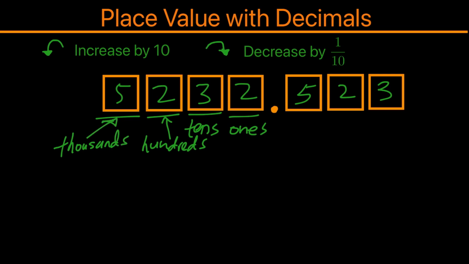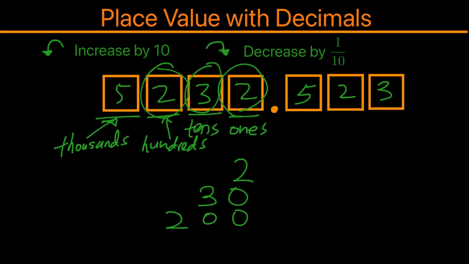So you can look at the value of 2 in the 1's position, because this number 2 means that there's 2 1's, so that's just the number 2. Now the 3 here is in the 10's position, and that means that it's 30. And the 2, since it's in the 100's position, is 200. And the 5 in the 1,000's position equals 5,000.